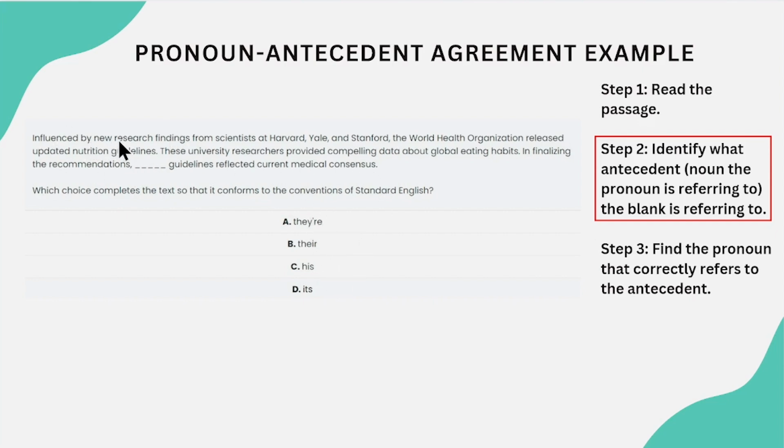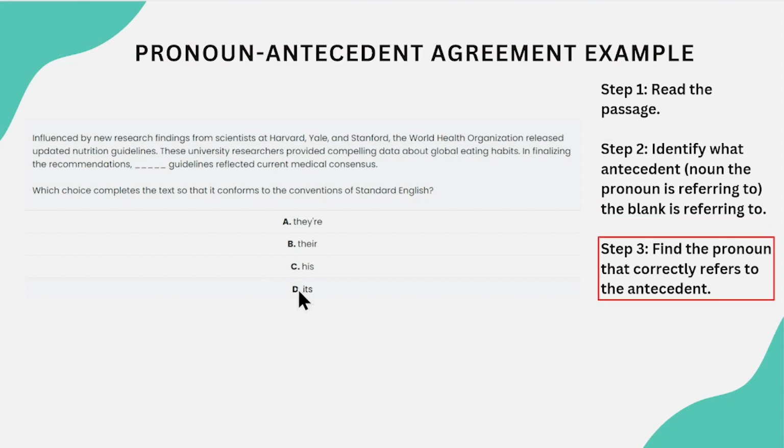Influenced by new research findings from scientists at Harvard, Yale, and Stanford, the World Health Organization released updated nutrition guidelines. Okay, so this is where I chose this as a hard one, because a ton of people think they're speaking about the scientists, but the actual owner of the guidelines is the World Health Organization rather than the scientists. So this is how people often get it wrong. So now we're going to find a pronoun that would refer to the World Health Organization. So this is going to be one entity. So the answer would be it.